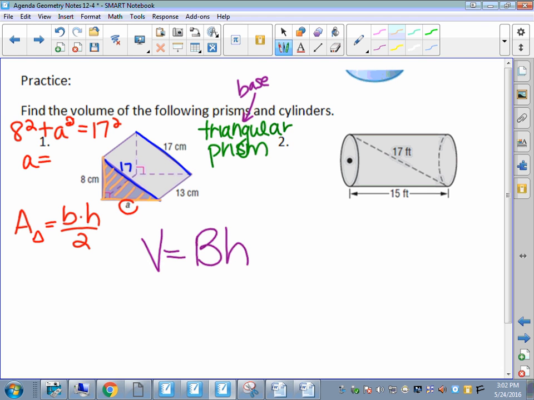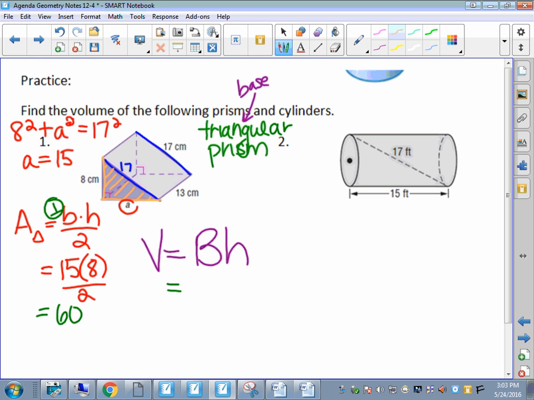Do the math on the side real quick. Tell me what you got. I ended up with a 15. So the area of my triangle is going to be 15 times 8 divided by 2, because remember the base and the height are always perpendicular to each other, so I'm looking at that right angle. So that looks to me like it's probably 60.